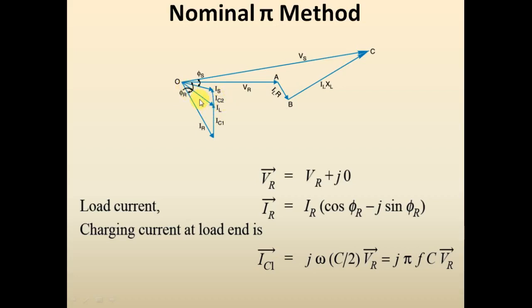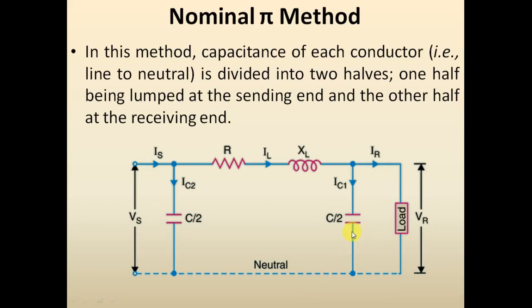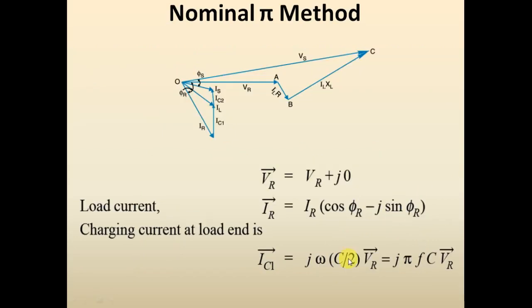And if you add these two vectors, you will be able to get the vector IS, and the angle between this VS and IS will give you the value of phi s. The charging current at the receiving end can be obtained by dividing the voltage with the capacitive reactance. The capacitive reactance over here is 1 by j omega C by 2. So VR divided by 1 by j omega C by 2 will give you VR into j omega C by 2. Instead of omega, we can make the substitution 2 pi f. So this 2 and this 2 will get cancelled.